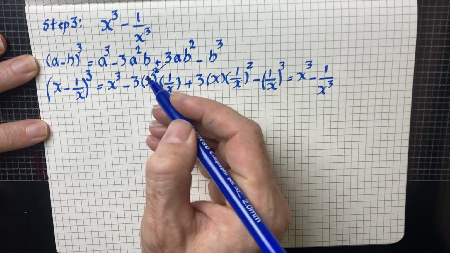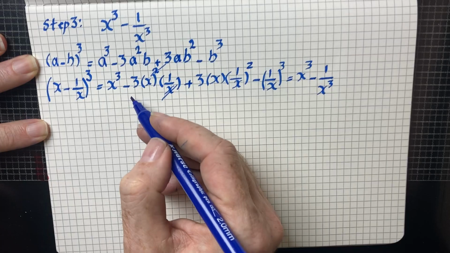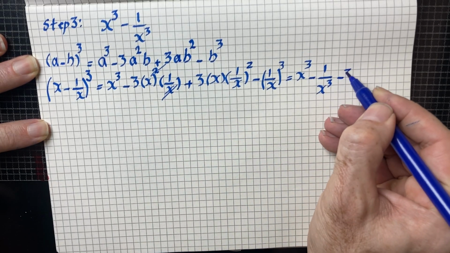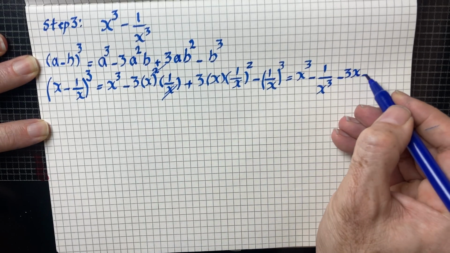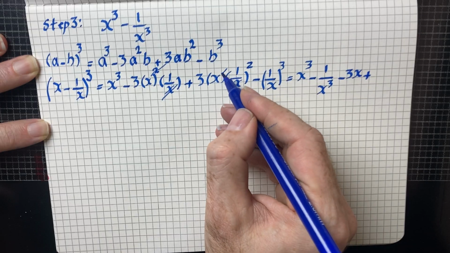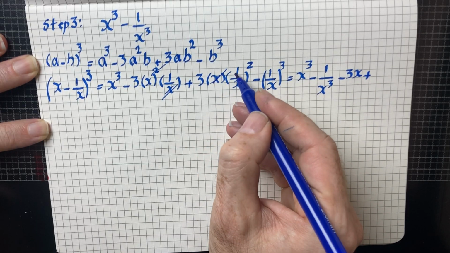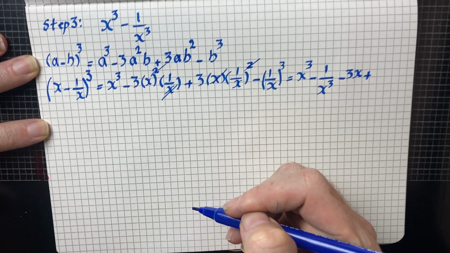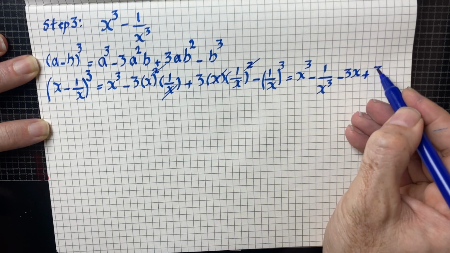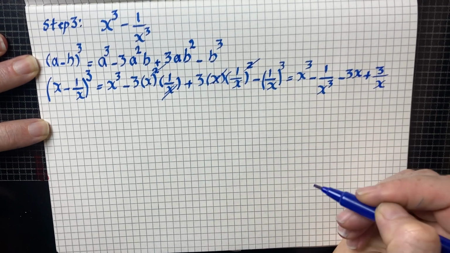Next, this: on top we have x to the power of 2, at the bottom we have x. So this x squared and this x can be cancelled off. I write here negative 3x, plus this x on top. This is actually 1 over x to the power of 2, so this one can be cancelled off. I write here plus 3 over x.